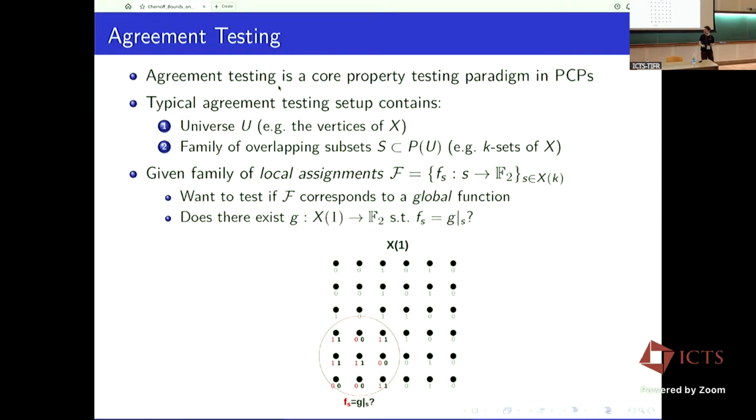In the context of hardness amplification, this really corresponds to starting with a weakly hard problem on the vertices, and trying to amplify it by doing some type of derandomized k-wise repetition. These local responses are basically k-wise answers to the question, and I'm trying to figure out whether they really correspond to a solution to my original problem. This is the main thing you need to solve in hardness amplification.